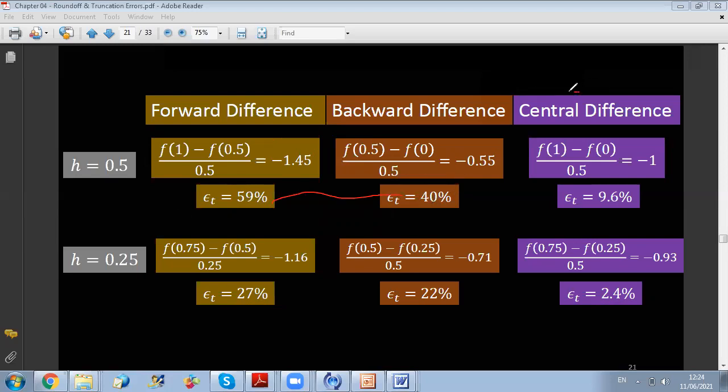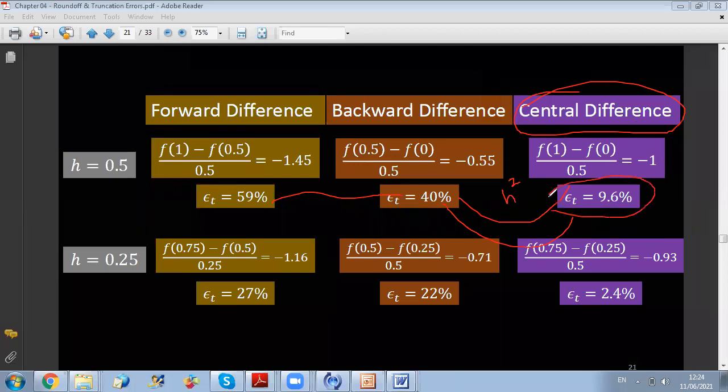While when you do the central difference method, you will see a large difference, because the error in the central difference method is of order h squared. And since you are taking h smaller than 1, you expect to enhance your prediction. So when you use the central difference method, you get a relative error much smaller than in the case of forward and backward methods.